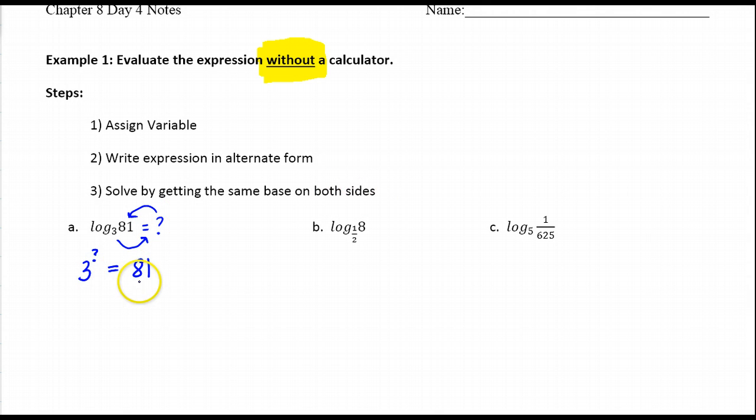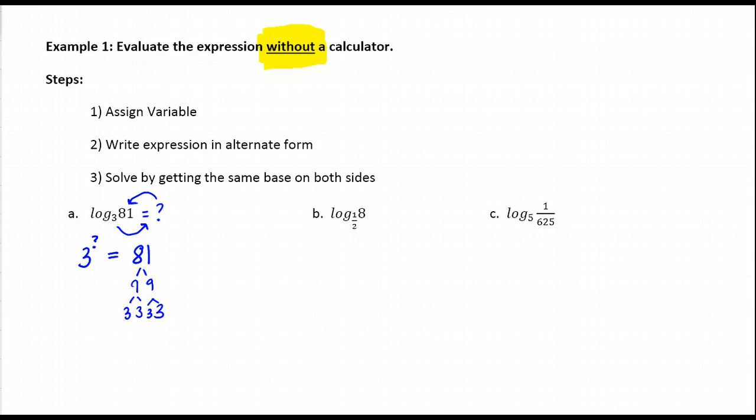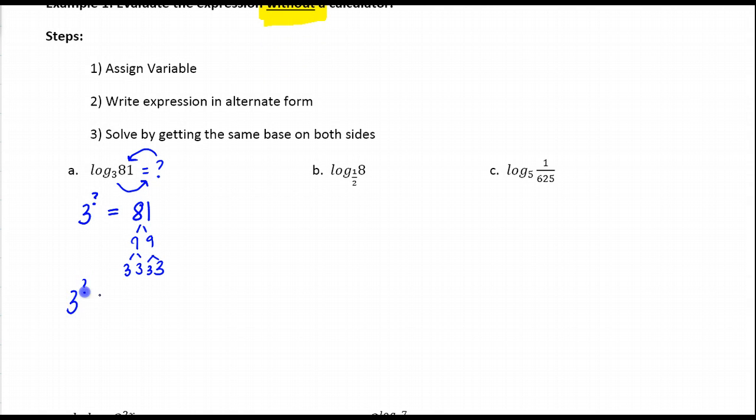So 3 and 81 are not the same base, but I know that 81 is 9 times 9, and 9 is 3 times 3. So I'm allowed to rewrite 81 as 3 to the 4th. So once they have the same base, I'm telling you that 3 to something is the same as 3 to the 4th. So what that means is my question mark is equal to 4. It has to. The only way those two things can be equal. So log base 3 of 81 equals 4.